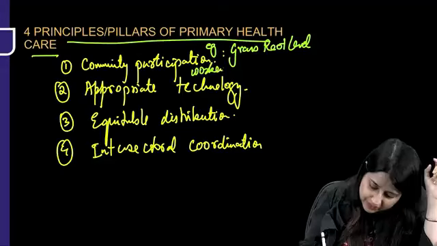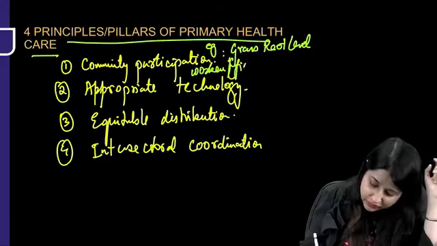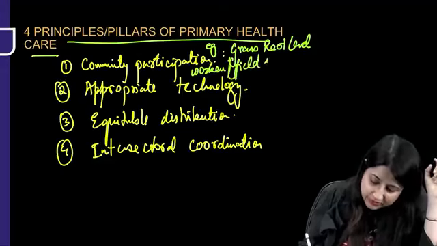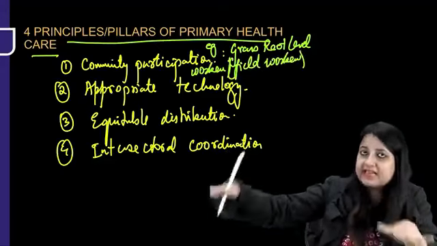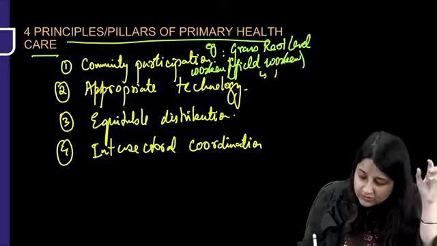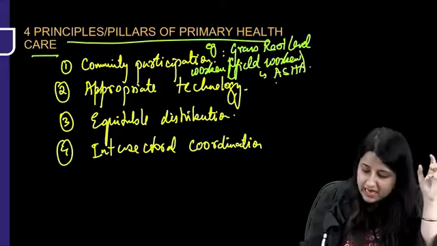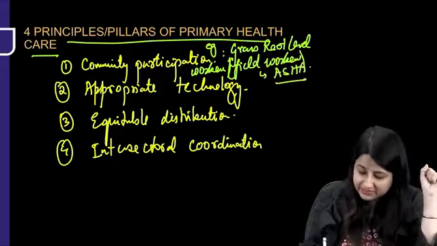What are the grassroots level workers? We'll be discussing them ahead also. They are nothing but field workers, those who are working in the field, not in any healthcare setup. They are in the field. The most important one is an ASHA. ASHA is an example of community participation.